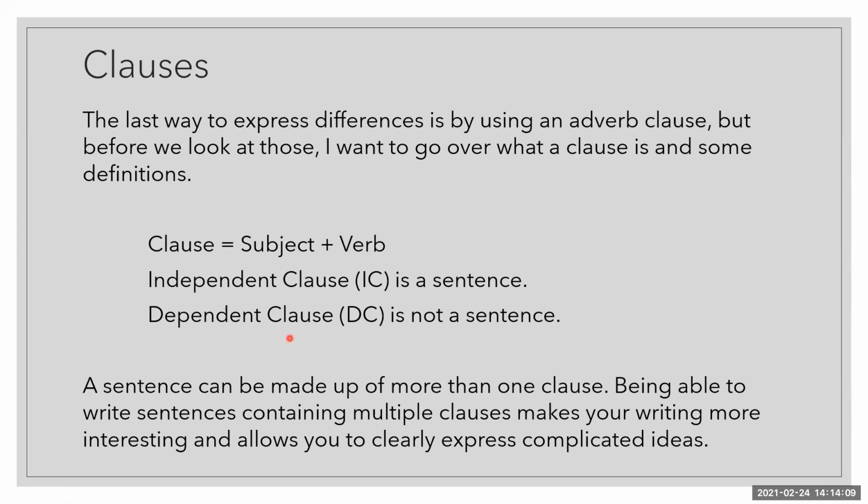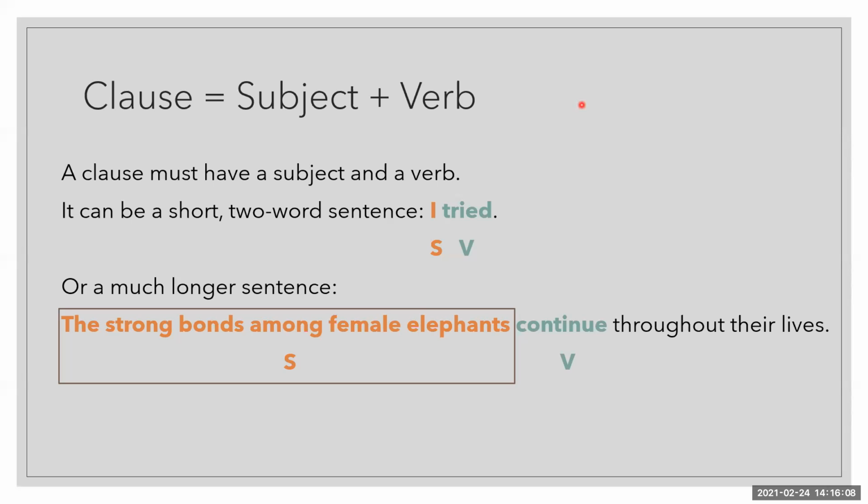An independent clause can also be known as a main clause, and a dependent clause as a subordinate clause. Learning how to write and use the different types of clauses in English is key to writing interesting and complex sentences. A single clause can be as short as a two-word sentence, like I tried. I is my subject, tried is my verb. It can also be a much longer sentence.